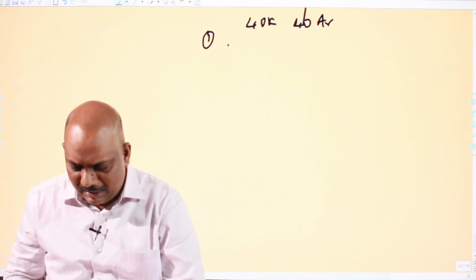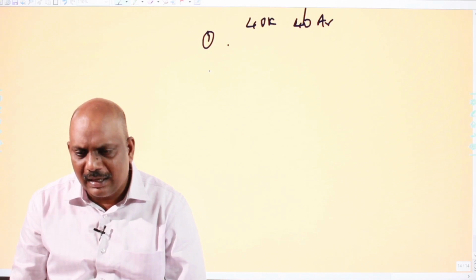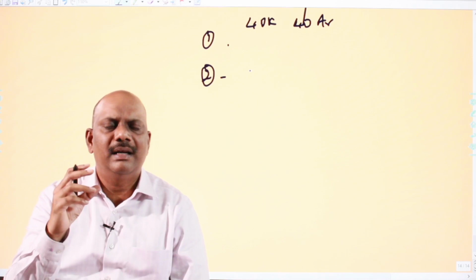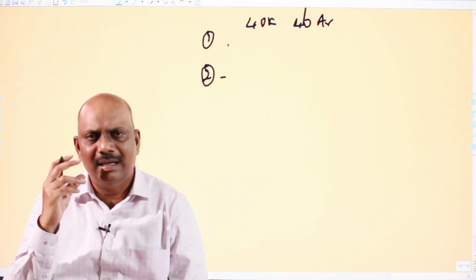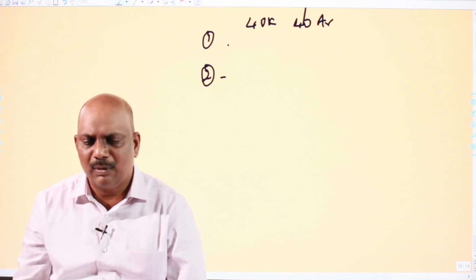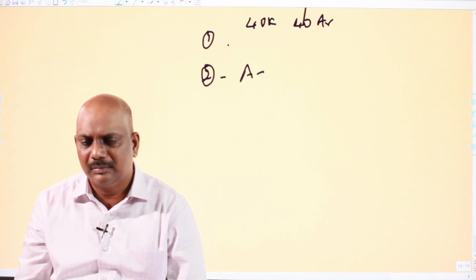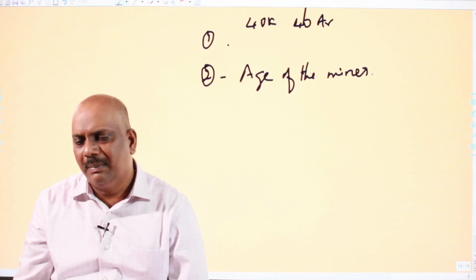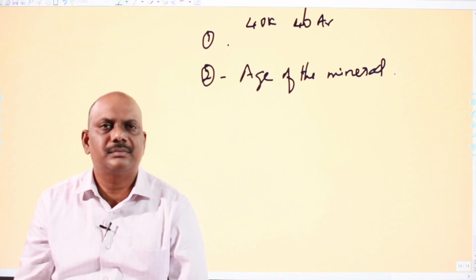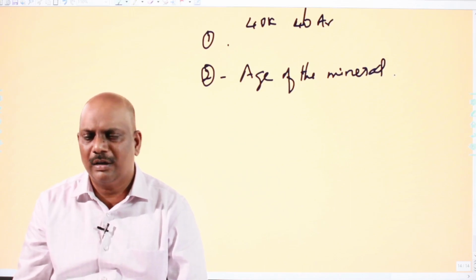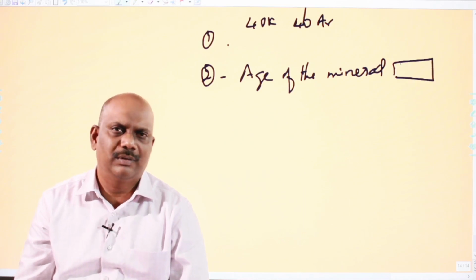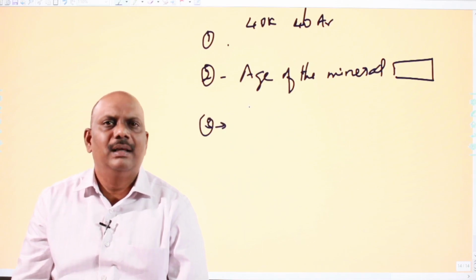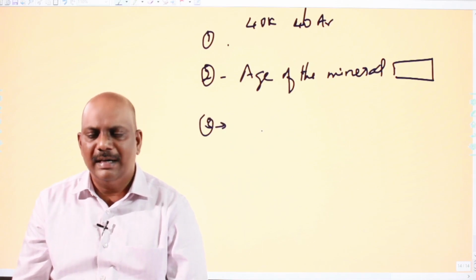The next important thing to write here is, in this technique, we cannot estimate the age of the fossil directly, but only indirectly. We can estimate only the age of the minerals found in the rock in which the fossil is found. The next important thing you need to write here is, there is a prerequisite of a high temperature event.